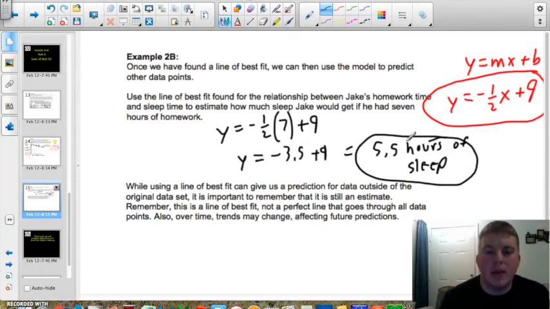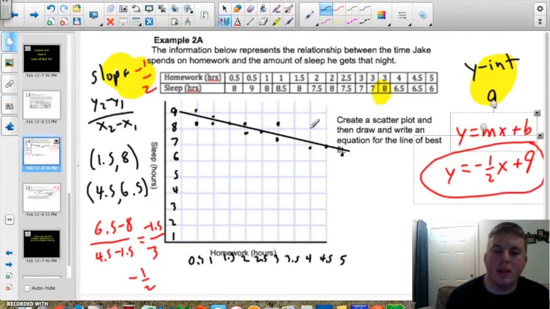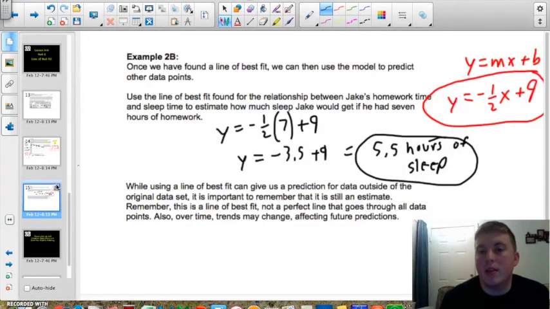Now, using a line of best fit does give us a prediction for our data, but if we are looking outside the data set, it's important to remember that this is still an estimate. It does not guarantee that he's going to get 5.5 hours of sleep. This is just a model that's predicting based on his past sleep patterns and his homework patterns. Remember, this is a line of best fit, not a perfect line that goes through all the data points. When we look back here, not every data point fell on this line, so it's not going to be a perfect estimation. Also, another thing to consider is if you're making future predictions, a relationship between two variables may change in the future that would affect future predictions.